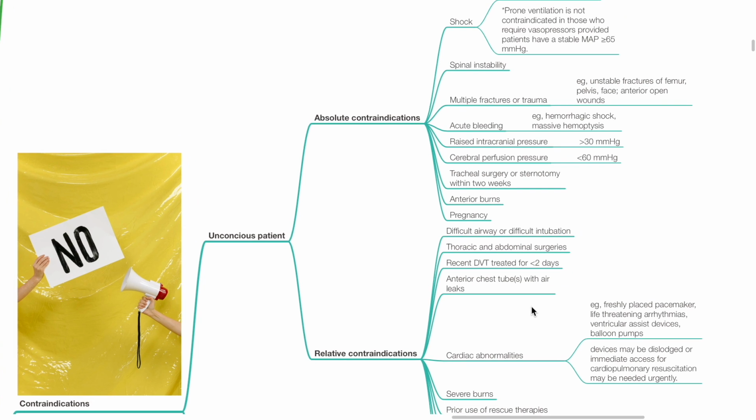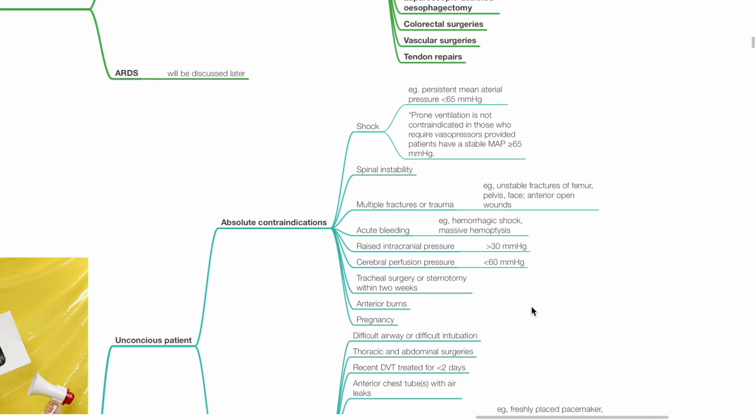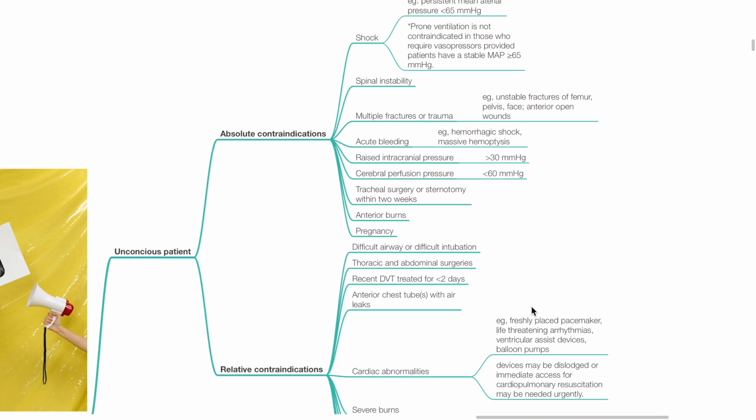Contraindications in the unconscious patient. Absolute contraindications include shock, spinal instability, multiple fractures or trauma, acute bleeding, raised intracranial pressure, reduced cerebral perfusion pressure, tracheal surgery or sternotomy within 2 weeks, anterior burns, and pregnancy.